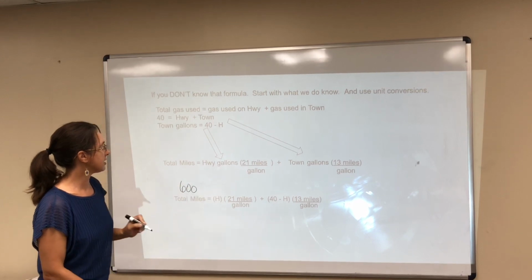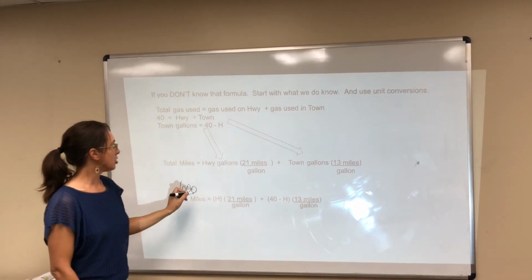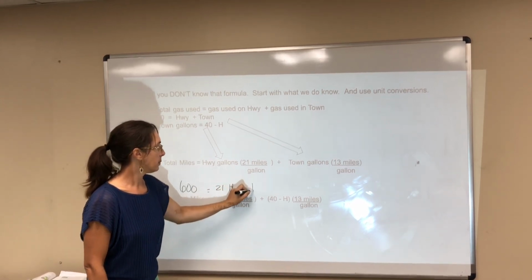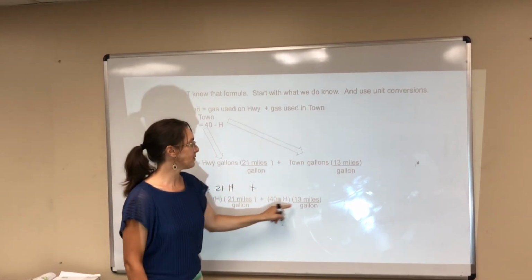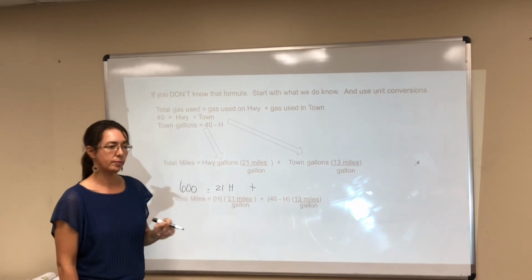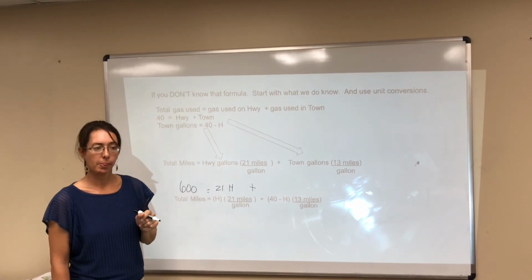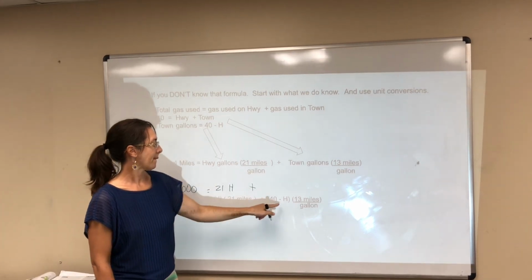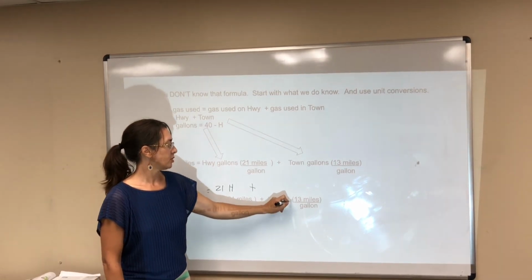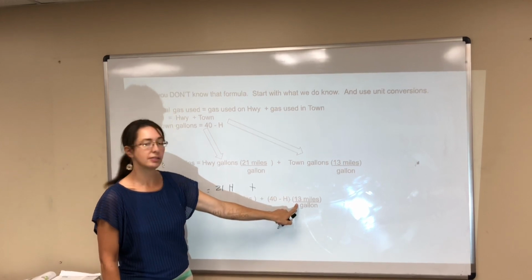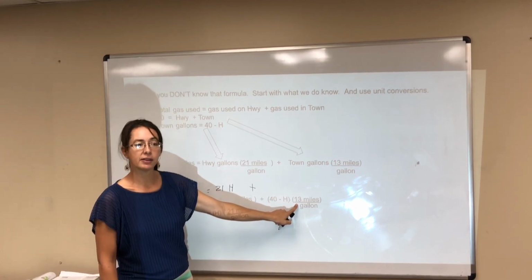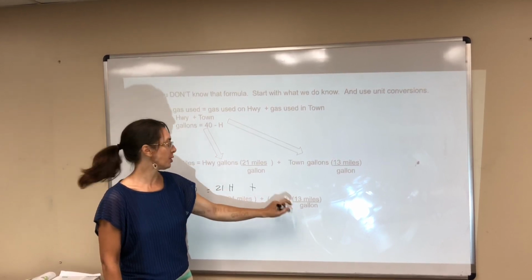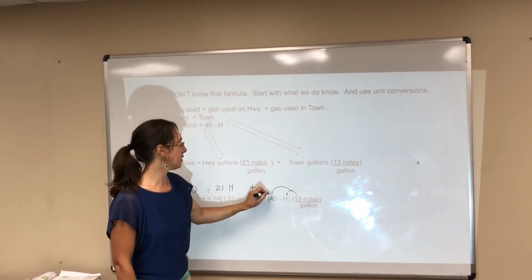Didn't it say 600? Okay. So 600 equals 21H plus, what do we have to do to this one? Well, we have to cancel out the gallon? We have to take care of the 40 minus the H. So we have a value on the outside. It needs to be, which of our properties? Distributed. It needs to be distributed to both.